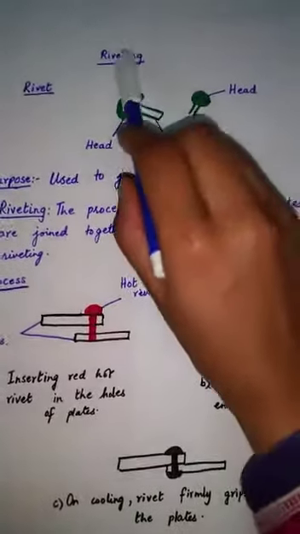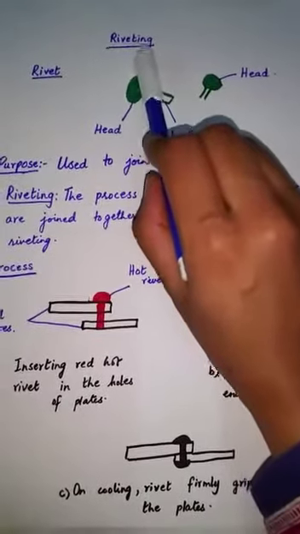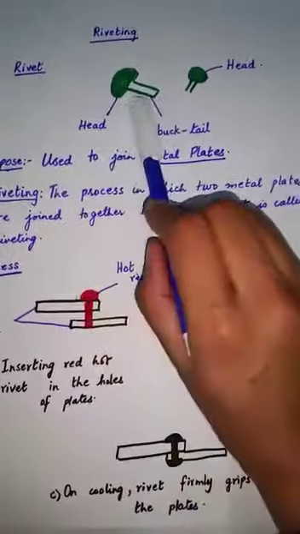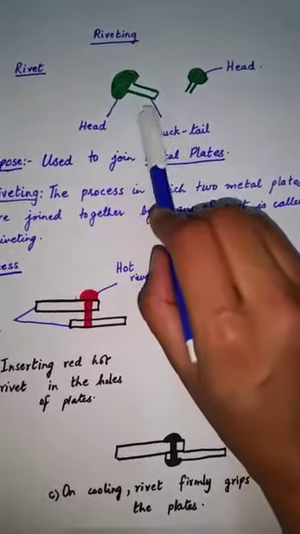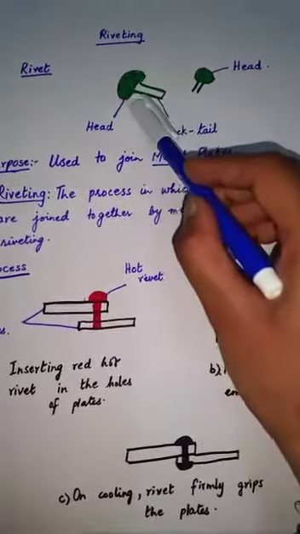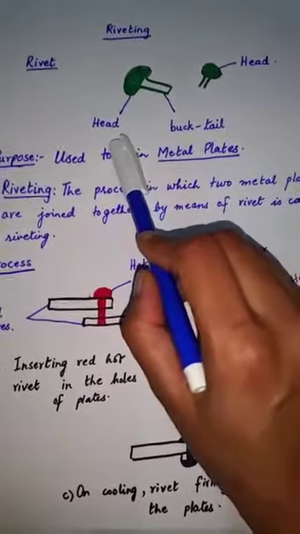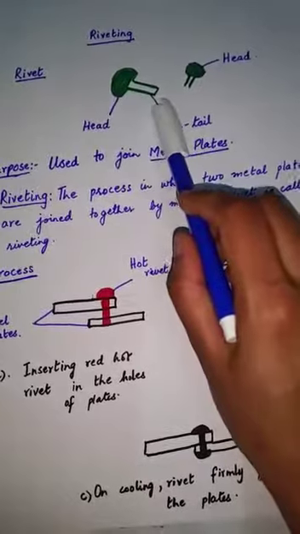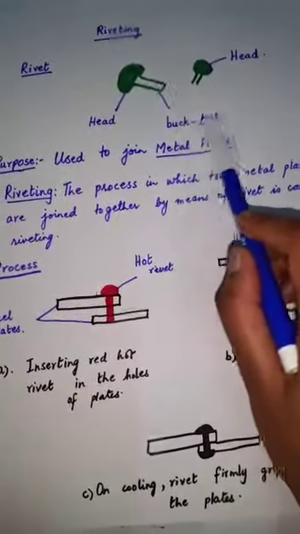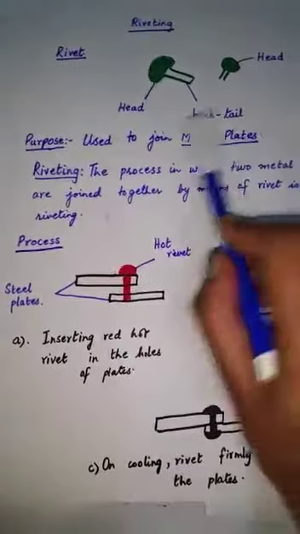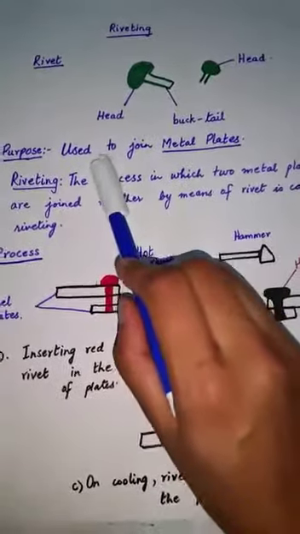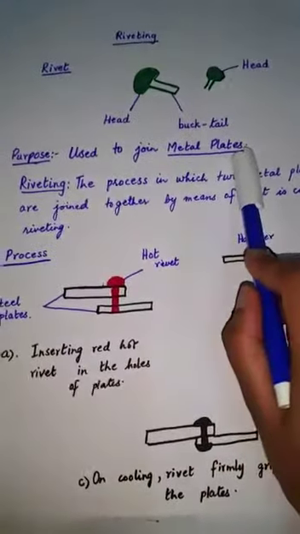Now I will discuss the process of riveting here, but before that you should know what a rivet is. Now a rivet is a cylindrical smooth shaft, and it consists of a rounded part that is called the head, and a long smooth shaft, called the buck tail. The purpose for which this rivet is used is to join metal plates.